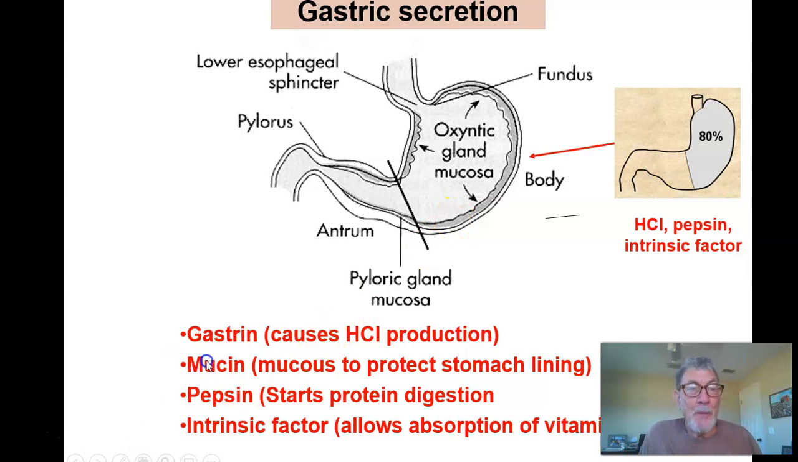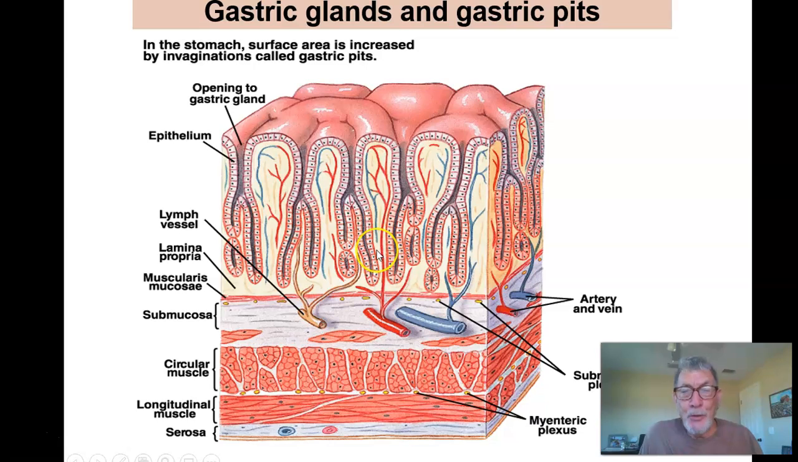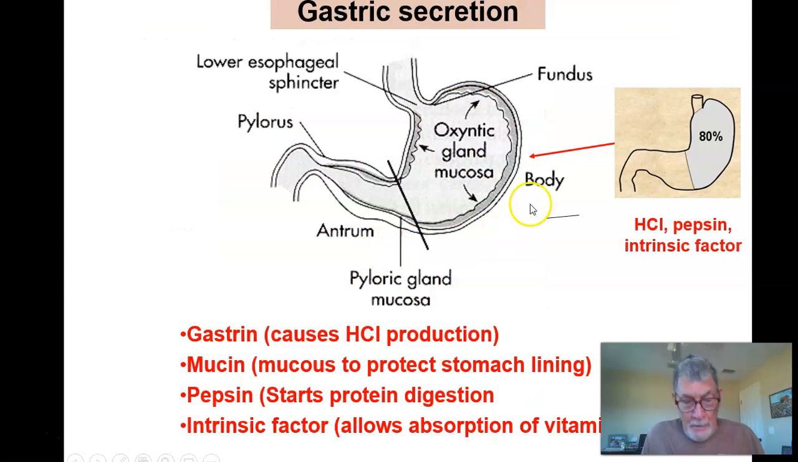And then you make mucus. The mucus protects your stomach lining from the acid. Otherwise, you get gastric ulcers if you don't have enough mucus. The mucus has a lot of bicarbonate in it. It doesn't let the bicarbonate go into here and neutralize the acid because you want the stomach acid. But the mucus protects your stomach lining from the acid that you're producing in here.